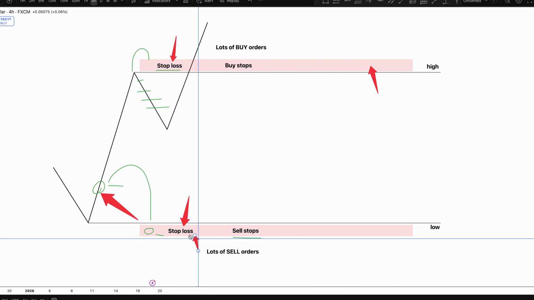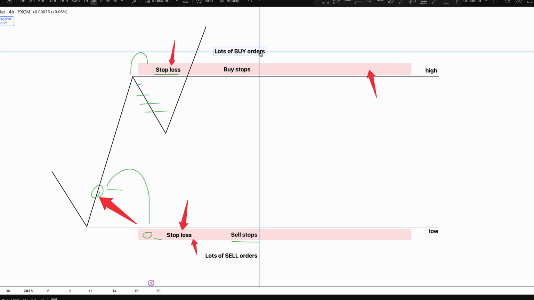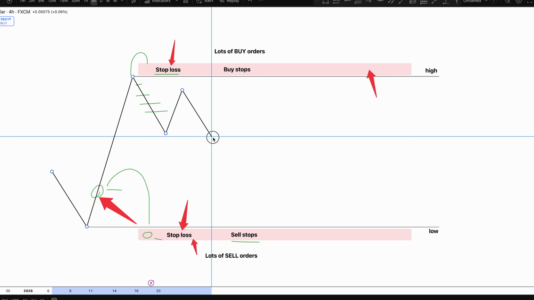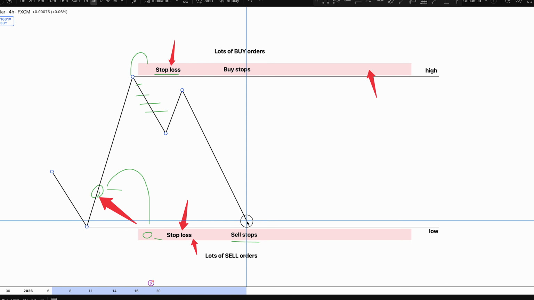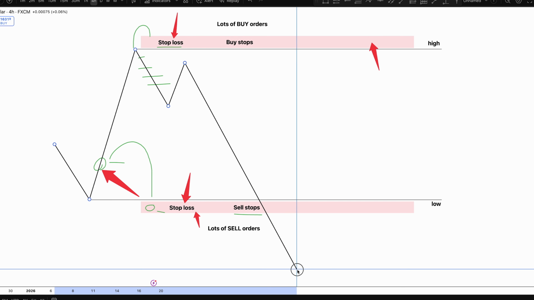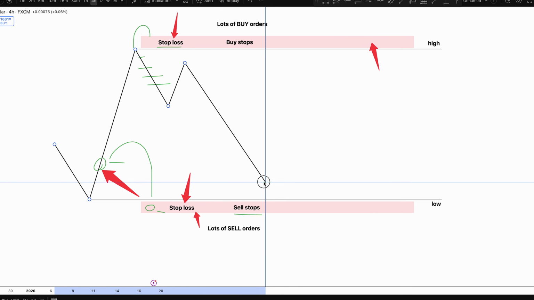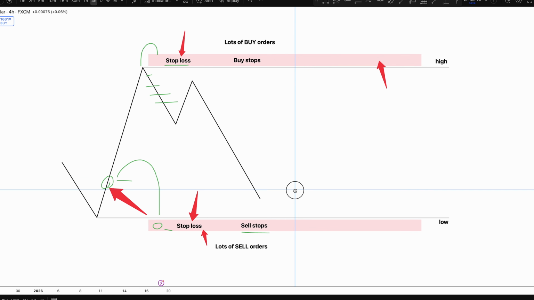We have stop losses and sell stops creating lots of sell pressure, stop losses and buy stops creating lots of buying pressure. All right. So back to the initial story then. If the market comes down to this level and it hits this price point, we should see a rapid acceleration of selling pressure because there are so many people selling at one point. However, here's where this slightly changes, and this is where liquidity gets interesting.